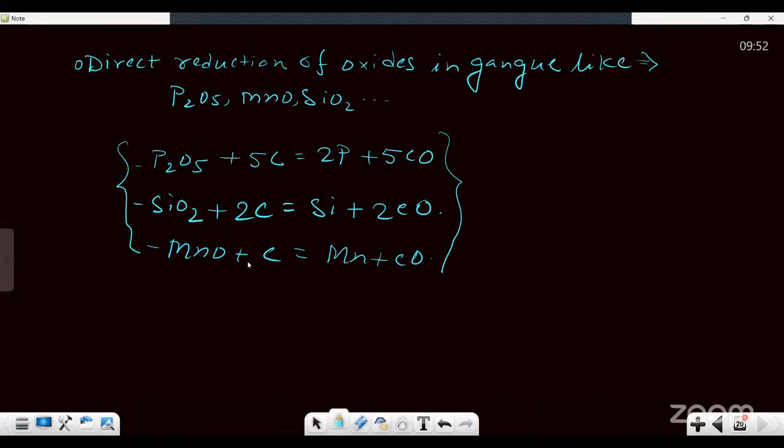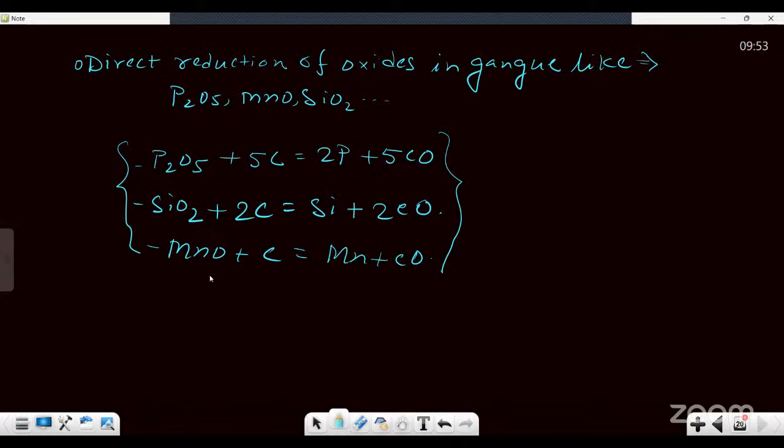But there is one gangue material which will not get reduced like this, and which is actually very problematic. It will create a lot of problems. Which material is that? It is sulfur. Sulfur is the element which creates a lot of problems. Even after the iron making process, when you study the steel making process, you will see that sulfur inclusion is really very problematic, and it is very difficult to remove sulfur in the steel making process. So the idea is that maximum sulfur should be removed in the iron making process itself.